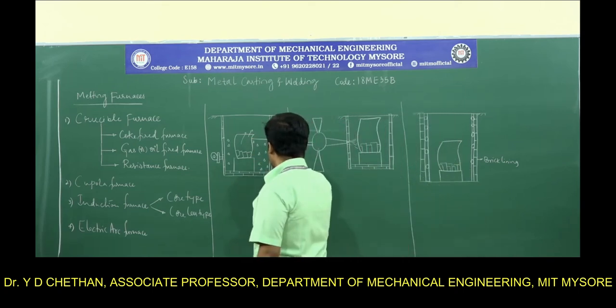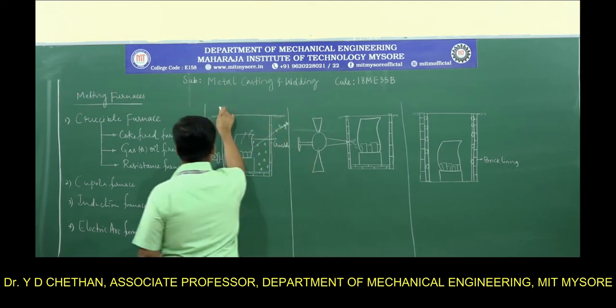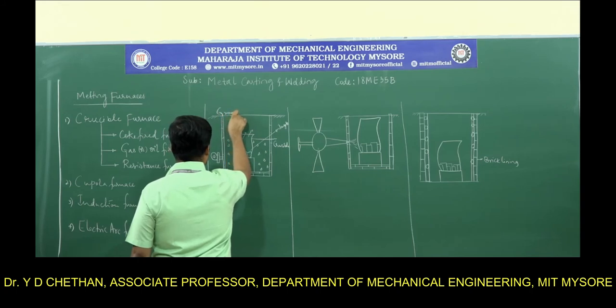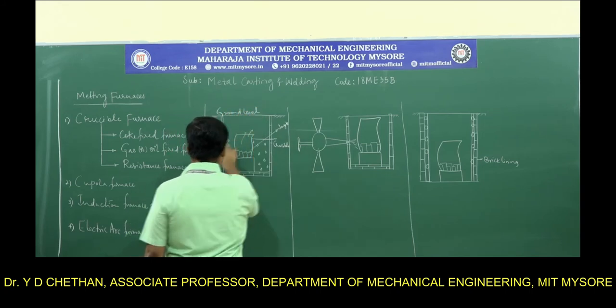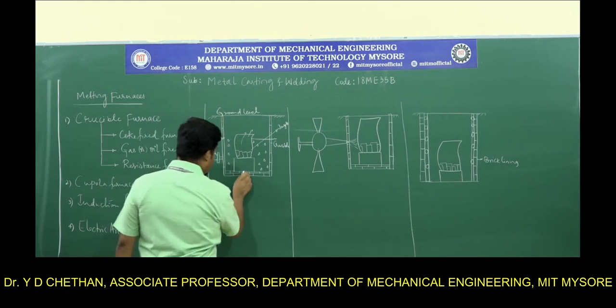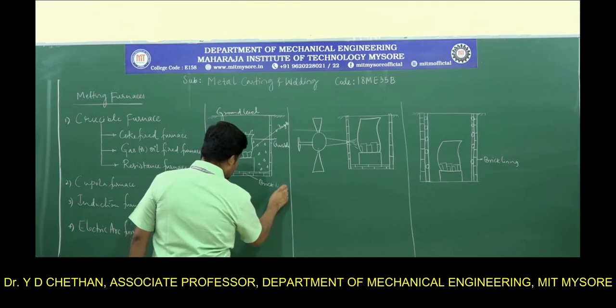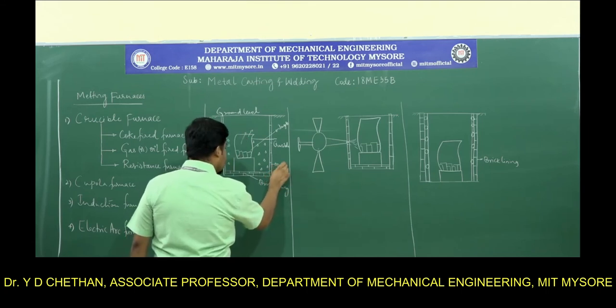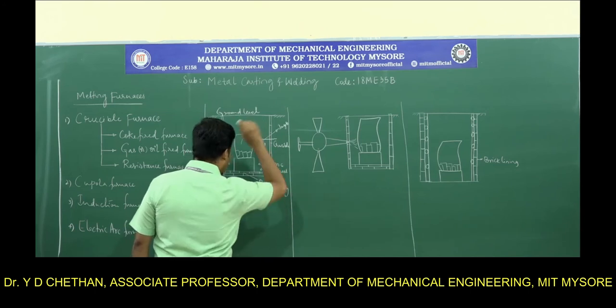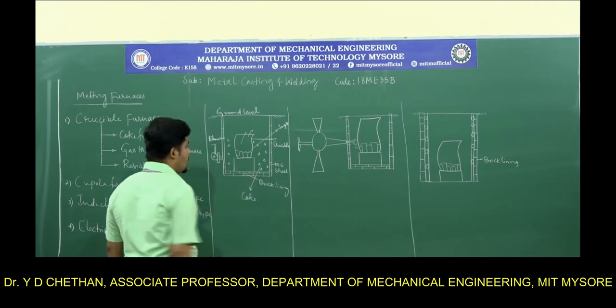This is the crucible. This is the raw material or ingots. This is ground level. This is the blower, and this is the brick lining. This is the mild steel shell. This is coke.